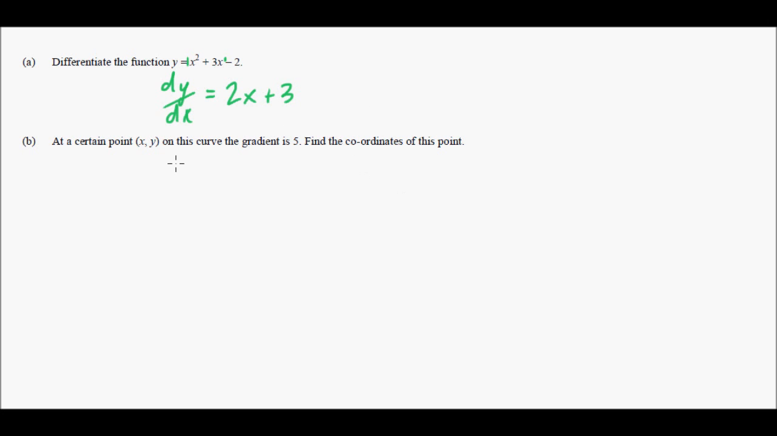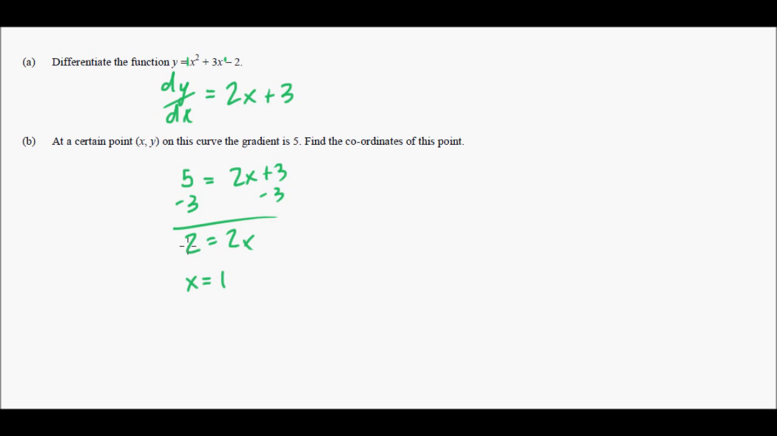Now, let's see how they work this. They say, at a certain point (x, y) on this curve, the gradient is 5. Find the coordinates of this point. Okay, no problem. So what we do here, they give us the gradient. So all we have to do is sub in right here. So we just do 5 equals 2x plus 3, and then just use algebra to solve it. Okay, and so you get 2 equals 2x. So x is going to equal 1 in this case.